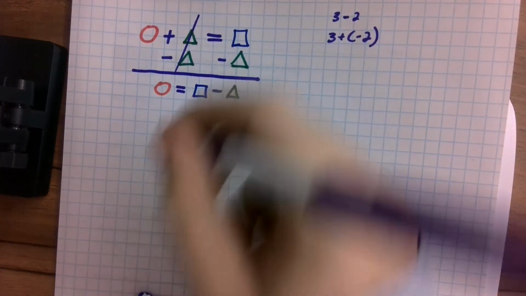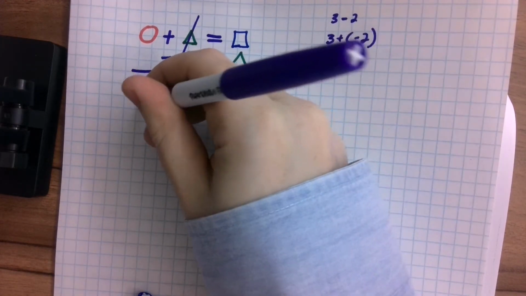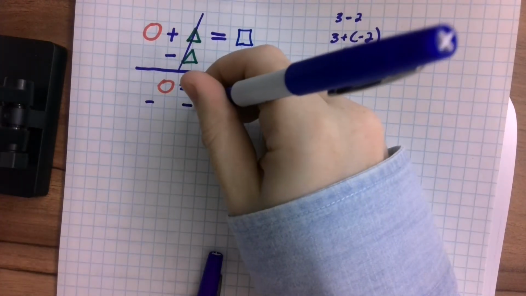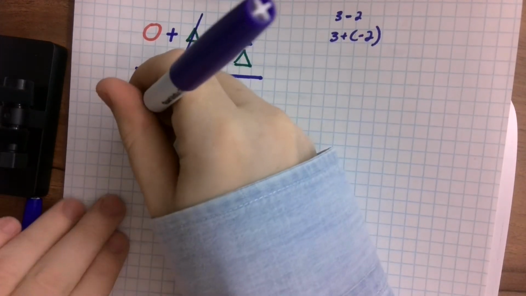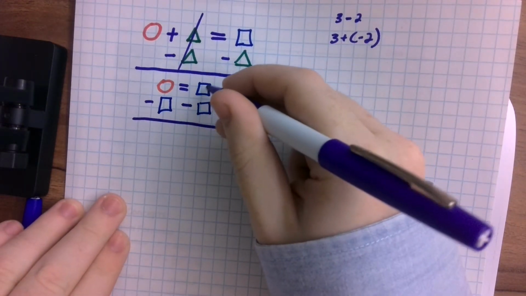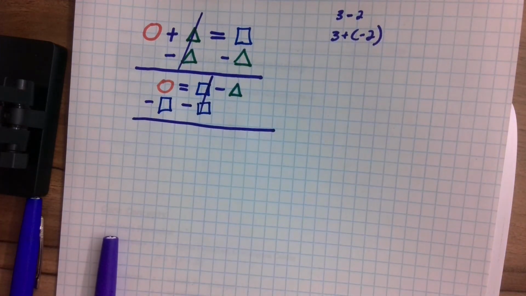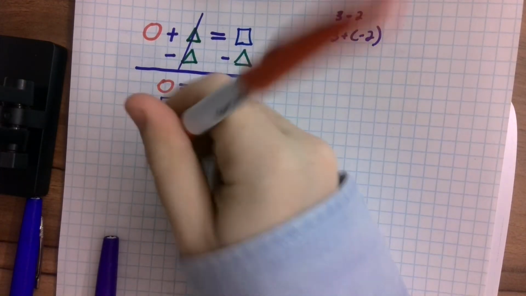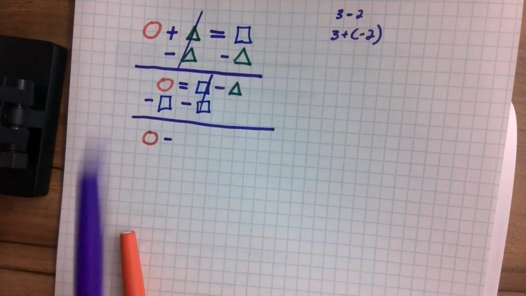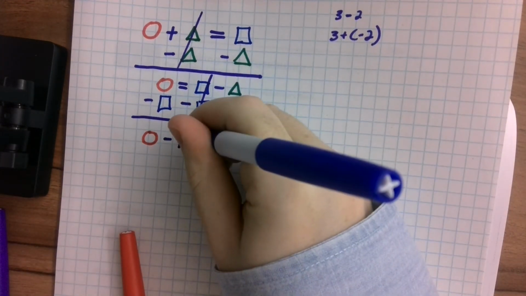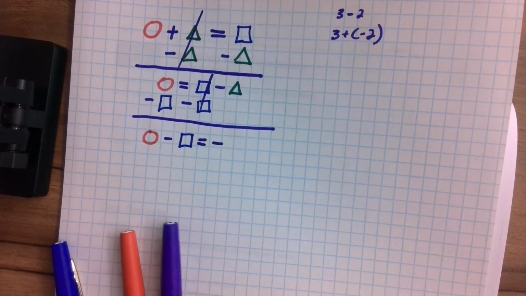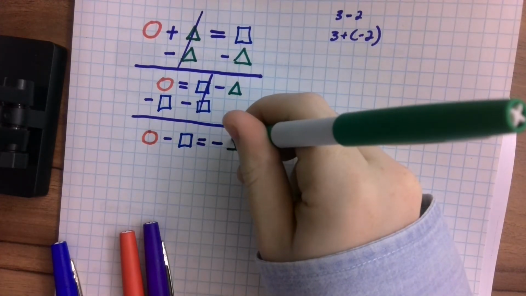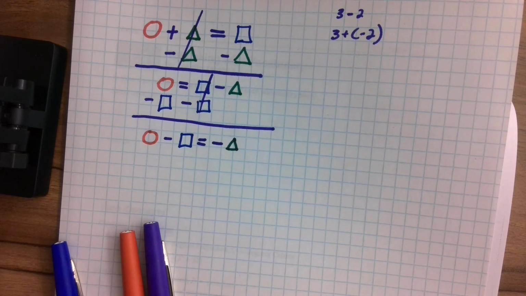So here we have to get rid of the square. Well, to get rid of a positive square, we subtract it on both sides. No big deal so far. When we do this, positive square and negative square cancel out, and we're left with this new nonsense equation. Circle minus square equals negative triangle. But we don't want negative triangle. We want to get the triangle by itself.